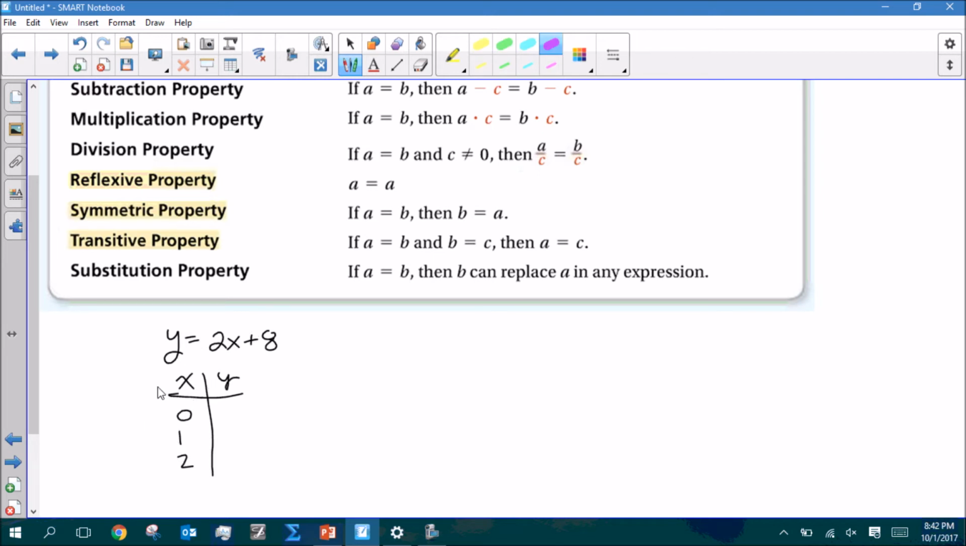Okay, so when I plug something in, the math term I'm using is substitute. I would substitute the x with a 0, and I would get 8. I would then substitute the x with a 1, and my y would be 10, and then I'd substitute the x with 2, and my y would be 12. Those are some substitution things that you've seen.